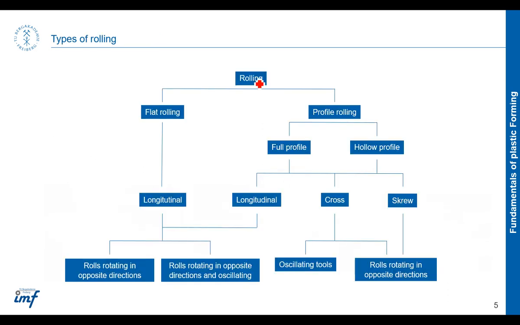Generally we divide rolling into 2 steps. One is flat rolling and the other one is profile rolling. The flat rolling process is one in which we are only getting a flat profile, and then in profile rolling we convert it into a certain shape. They can further be classified into several categories which are listed here. So that is just to give you a general background of what rolling is.